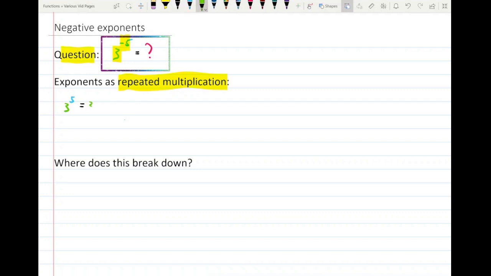This is 3 times itself 5 times, so repeated multiplication. And in general, we can define some base x to the power of some positive whole number y perfectly fine. That's x times itself y times.